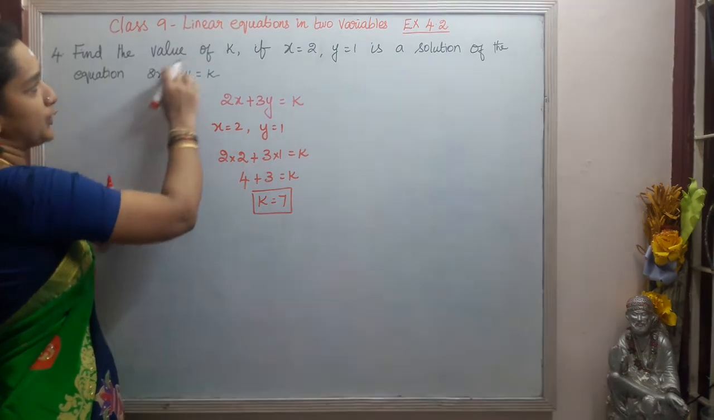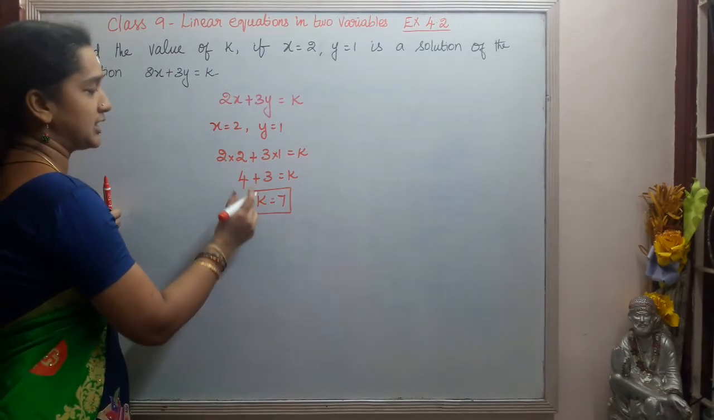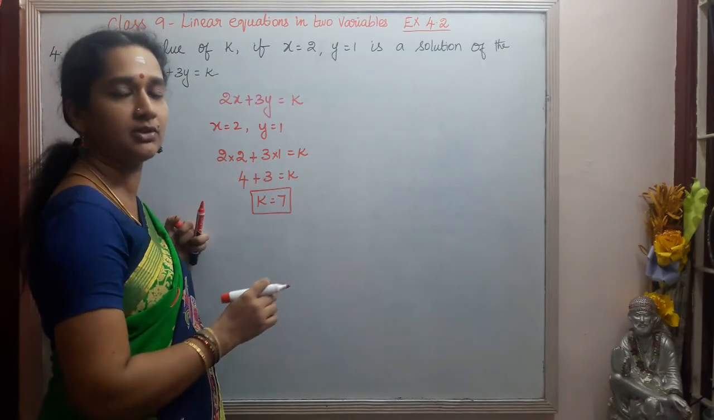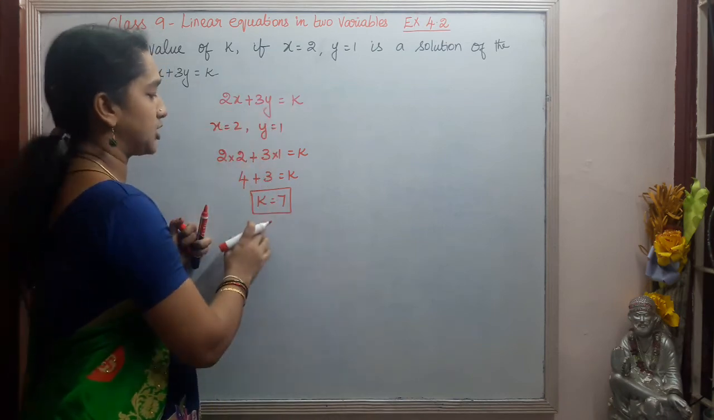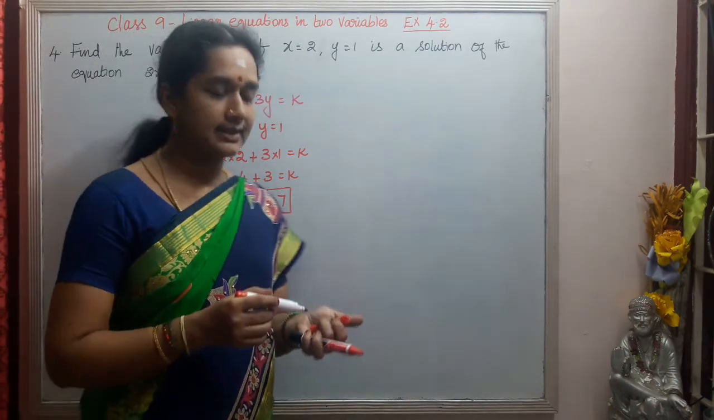So we are asked to find the value of k. By substituting the given solution in the given equation, we will get k value as 7.